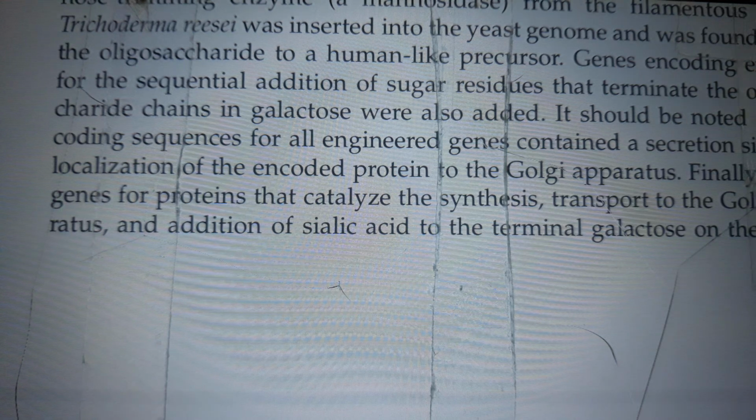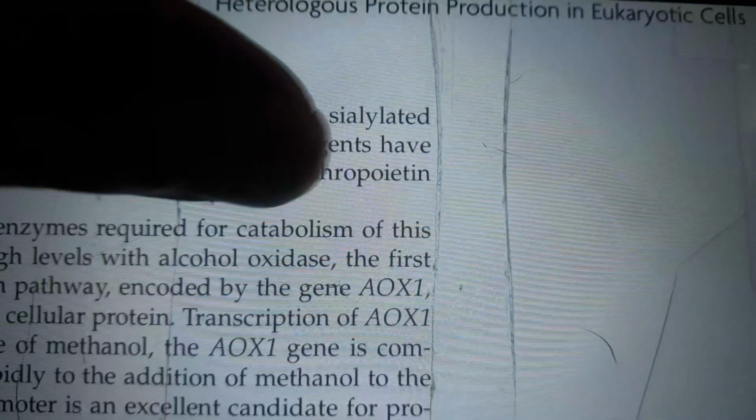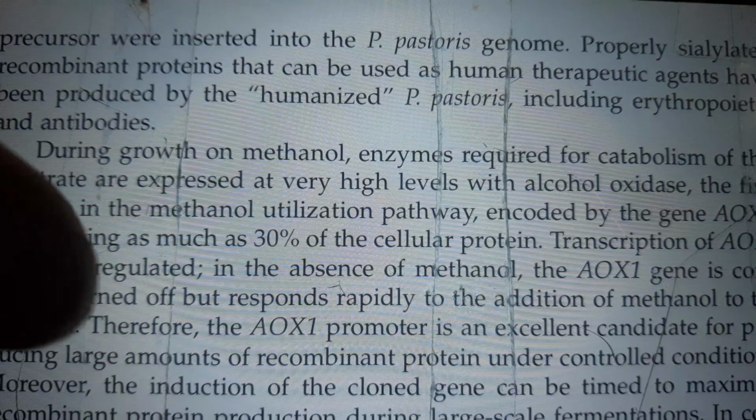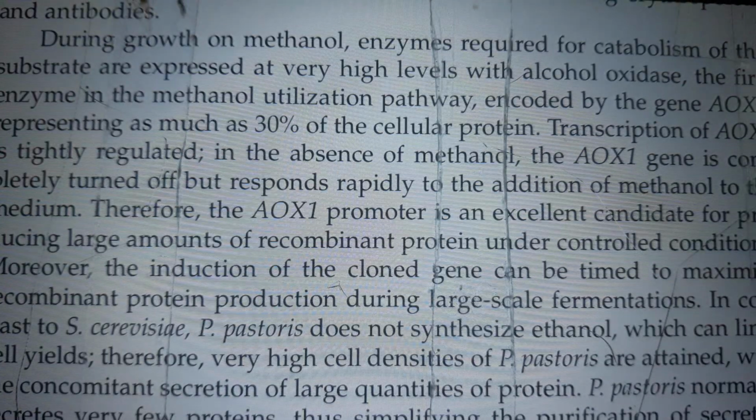Finally, several genes for proteins that catalyze the synthesis and transport to the Golgi apparatus, and addition of sialic acid to the terminal galactose on the protein, were inserted into the P. pastoris genome. Properly sialylated recombinant proteins that can be used as human therapeutic agents have been produced by the humanized P. pastoris, including erythropoietin and antibodies.